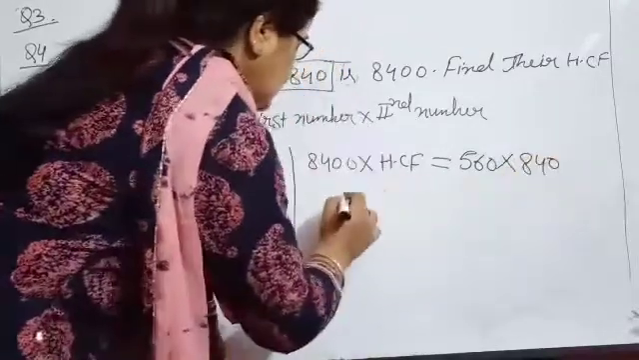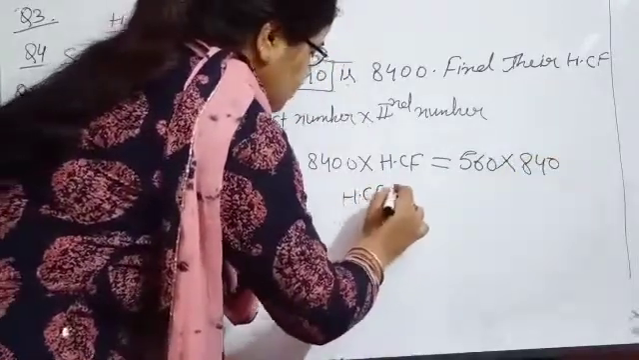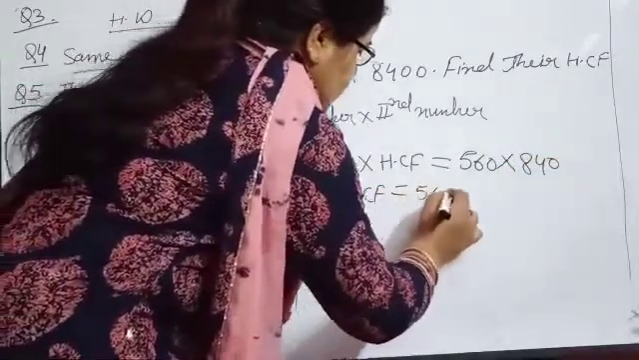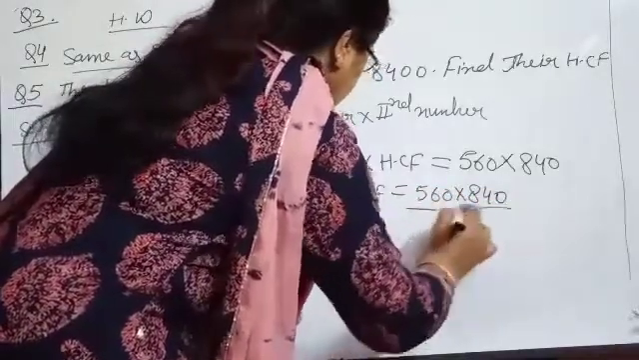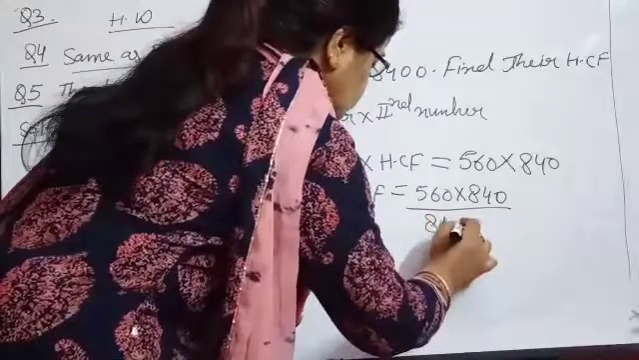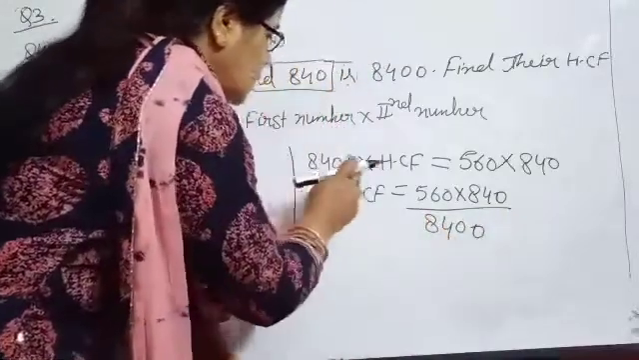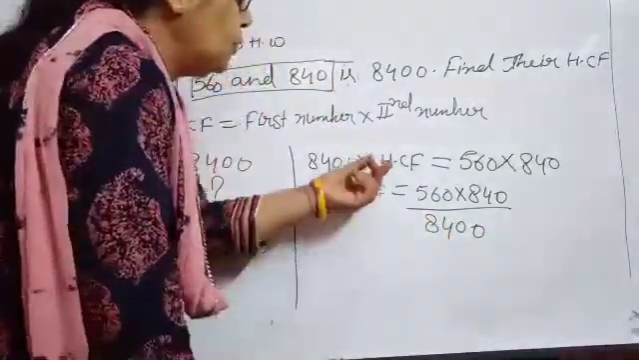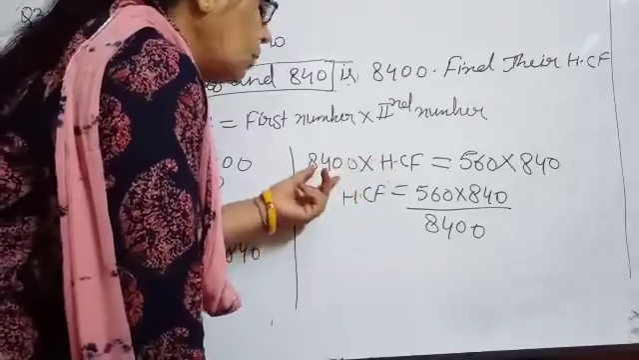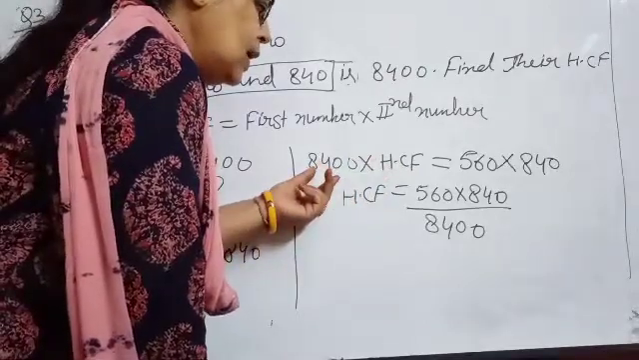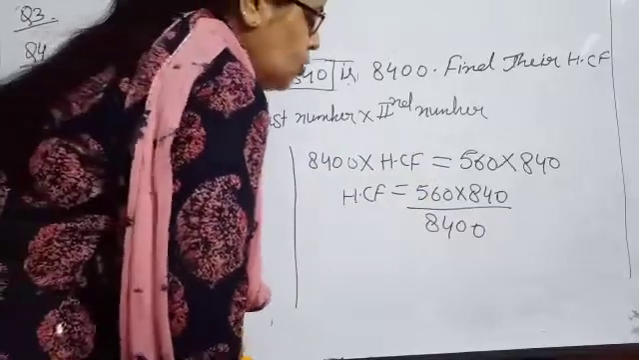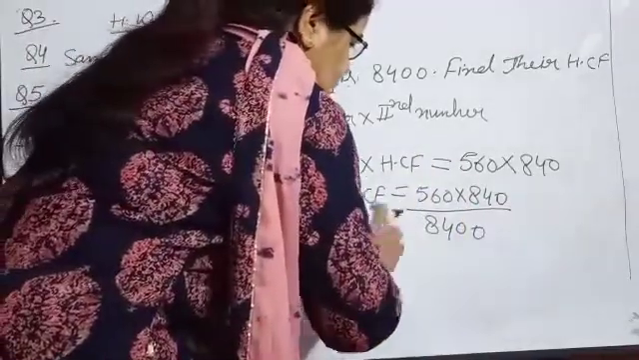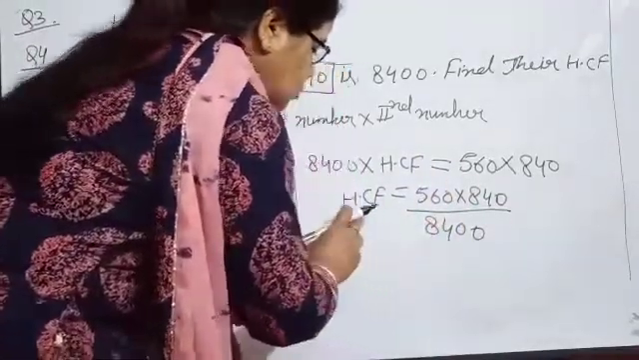Okay, now SCF is equal to 560 into 840 upon 8400. I told you that whatever the number is along with the unknown value, whatever the multiplication will be along that will go on the denominator on the right hand side, or if it is on the left hand side, then it comes on the left hand side denominator.